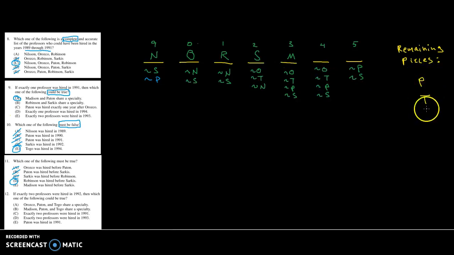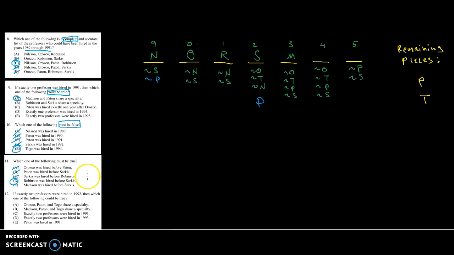Remember, we only have 2 pieces left to play with, just P and T. And it says right here, we can't put T in with this rule. So that means we have to put P here. If we have exactly 2 professors hired in that year, the other one has to be P.